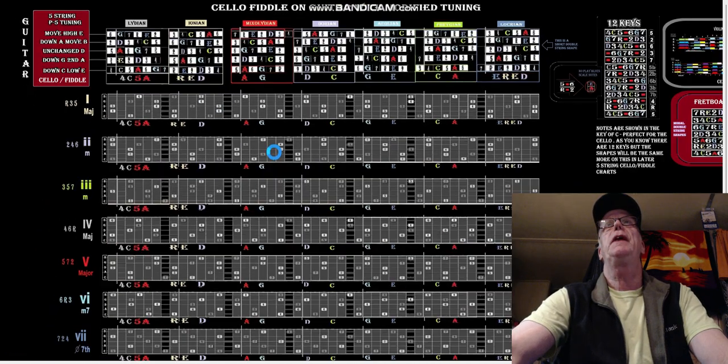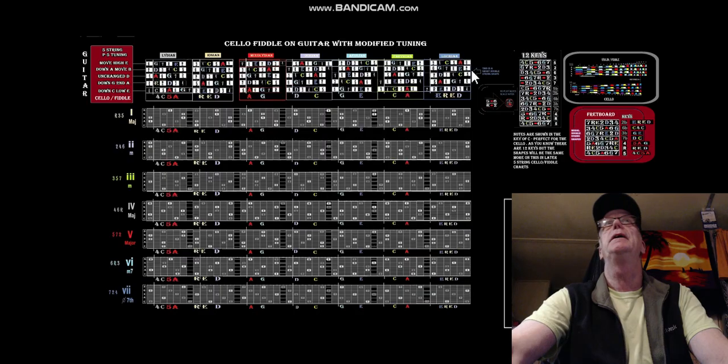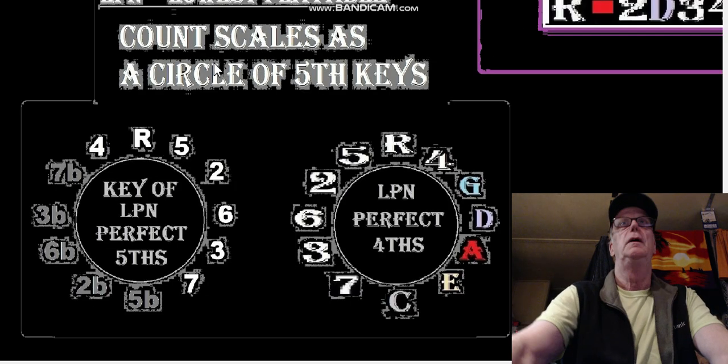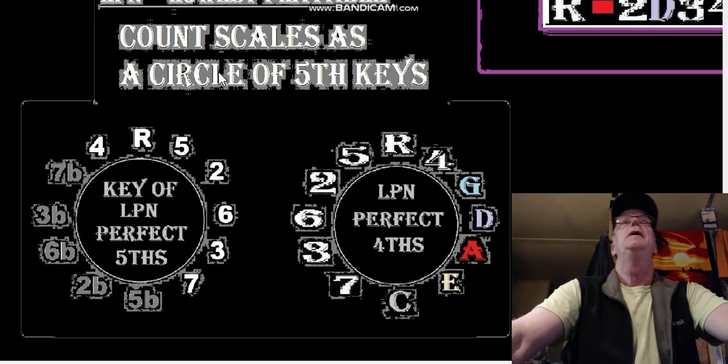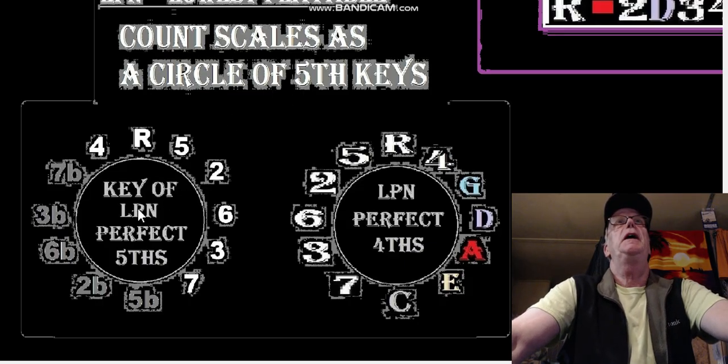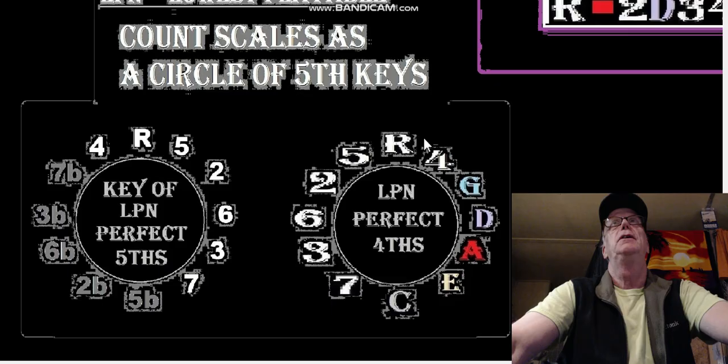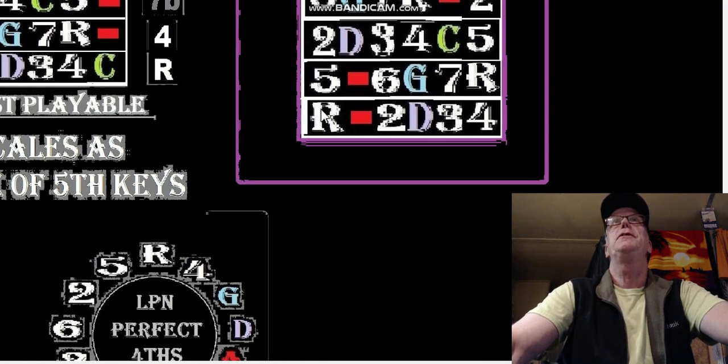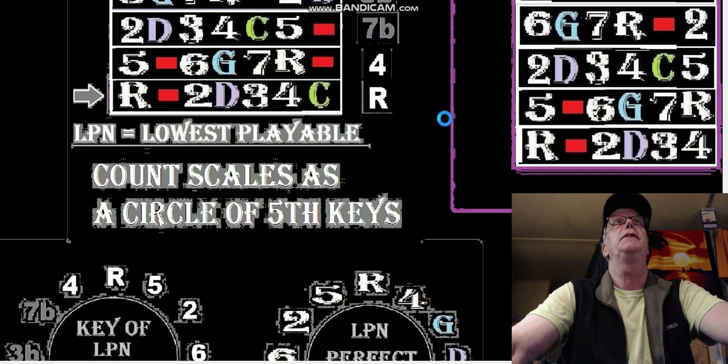What's the formula for that? We have a little bit of that somewhere. I don't mean to scare you, but we have the LPN and we have the key. So we've got the key here, and the LPN is here. What is the lowest playable note? The lowest playable note is the lower left hand note on the bottom string shapes of any of this.